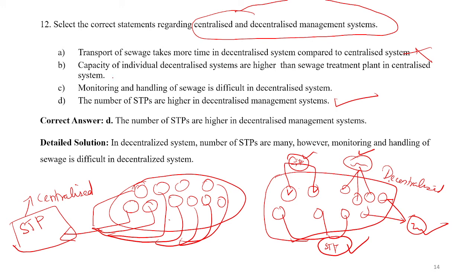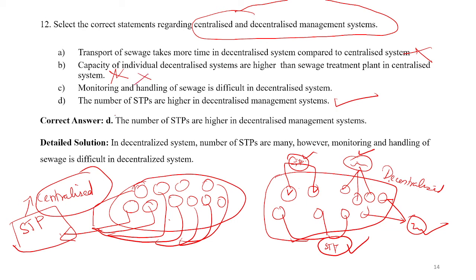The second statement is capacity of individual decentralized system are higher than sewage treatment plant in centralized system, which is also a wrong statement, because here in the decentralized system, as you have many treatment units, the capacity of each unit would be less compared to one big unit in the centralized system. So this statement is also wrong.